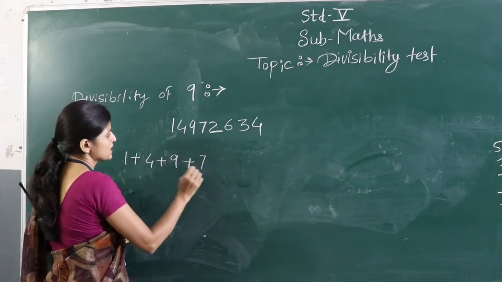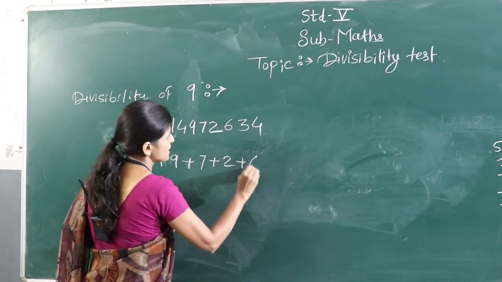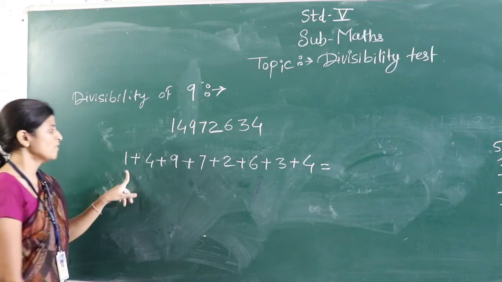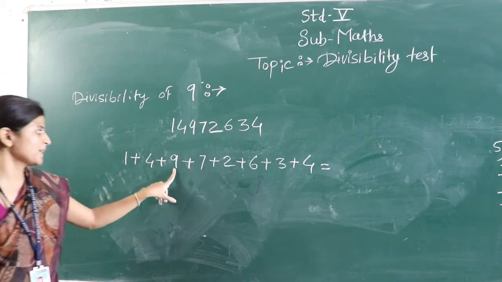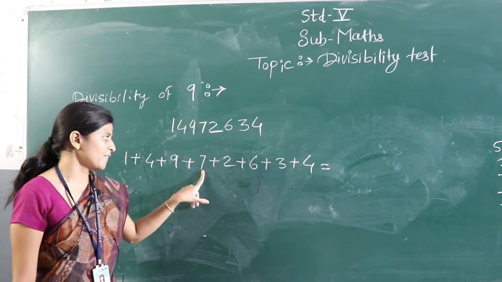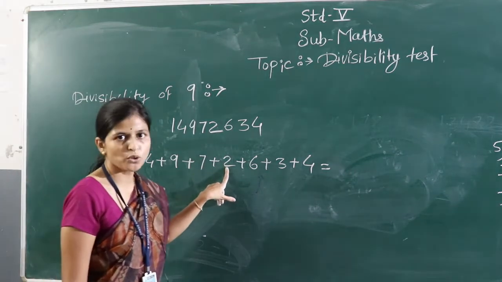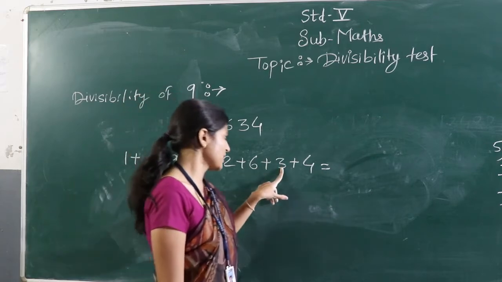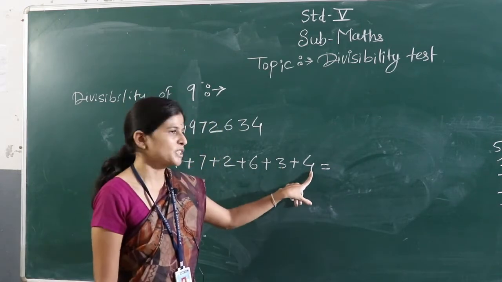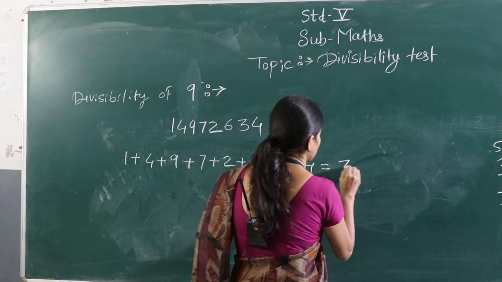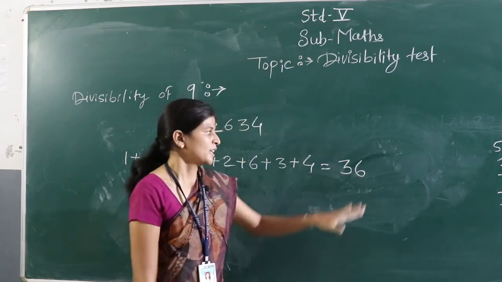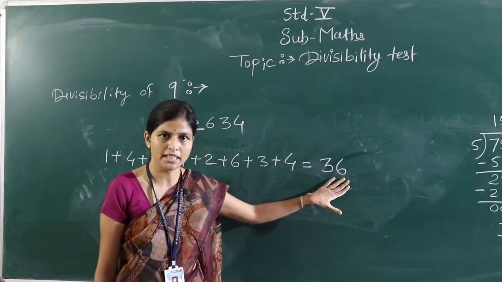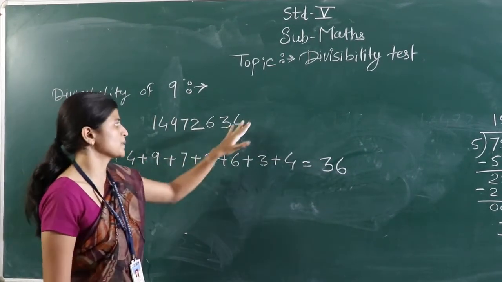1 plus 4 plus 9 plus 7 plus 2 plus 6 plus 3 plus 4. 1 plus 4 is 5, 5 plus 9 is 14, 14 plus 7 is 21, 21 plus 2 is 23, 23 plus 6 is 29, 29 plus 3 is 32, 32 plus 4 is 36. The answer comes 36. The sum comes 36. If the sum 36 is divisible by 9, that means the whole number is divisible by 9.